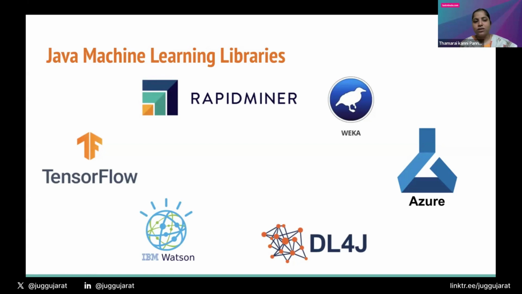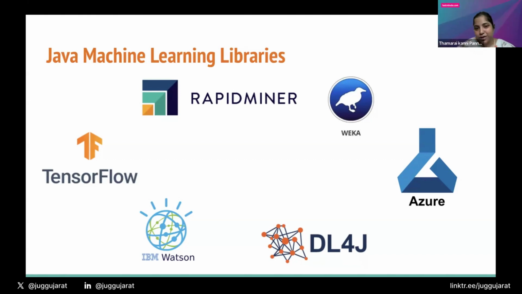Let's say we have all this, like... Yes, sorry, Thamarai, I had one question there. You have a lot of these libraries, but one thing I want to ask: do these libraries follow any standards? For example, say I wanted to switch between these libraries. Today I use, let's say, RapidMiner, and tomorrow I wanted to switch to DL4J. How easy or difficult is it?